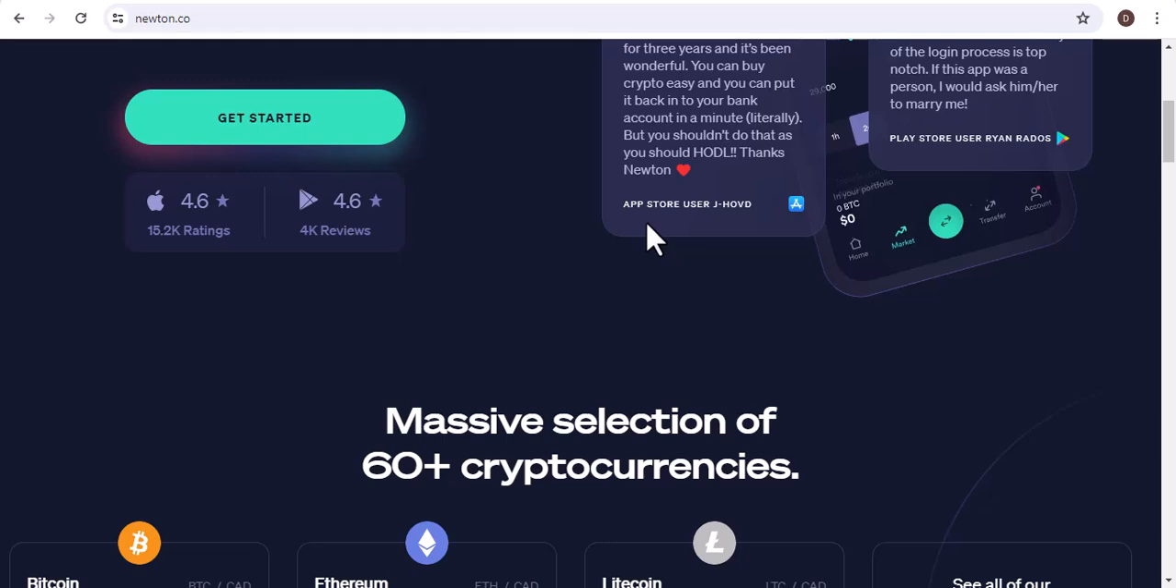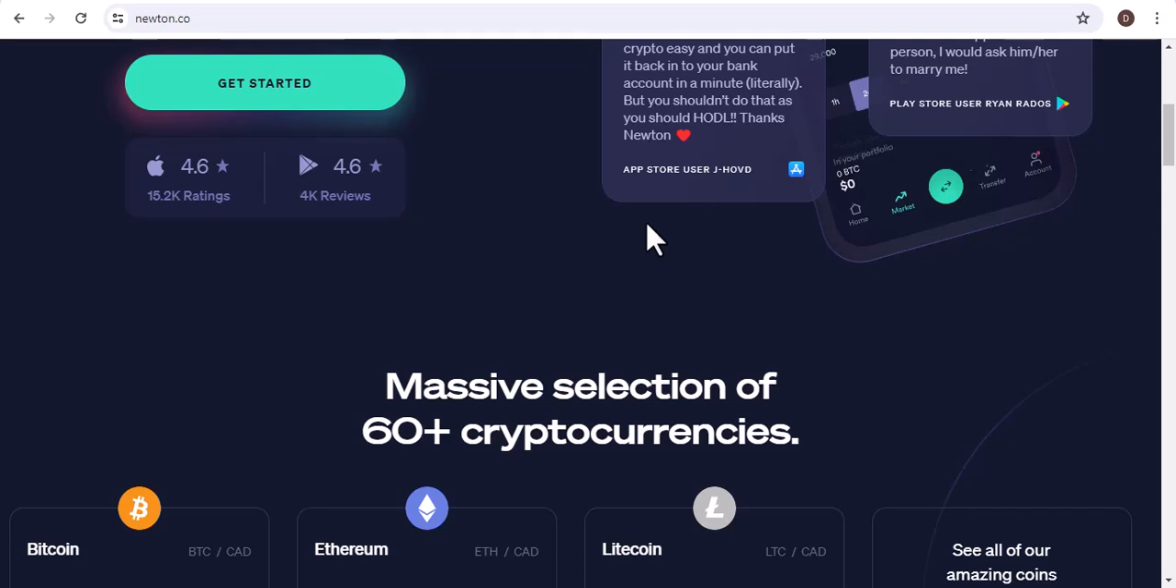How to trade USDT in Newton? You can also trade USDT in Newton. This means that you can buy and sell USDT at different prices in order to make a profit.